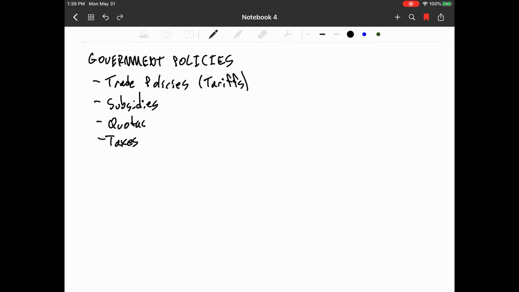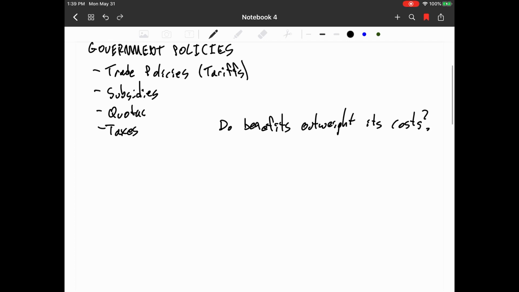So when we think about policies, the main way we evaluate whether a policy is good or not is based on whether its benefits exceed its costs. Do its benefits outweigh its costs? This is a generally pretty loose concept.